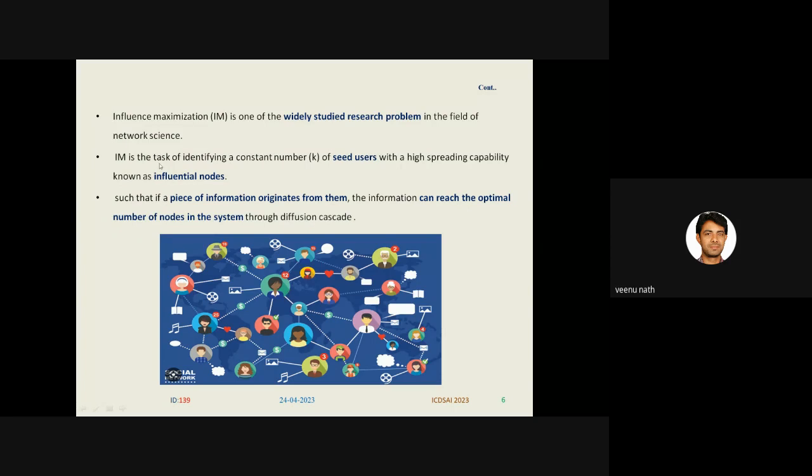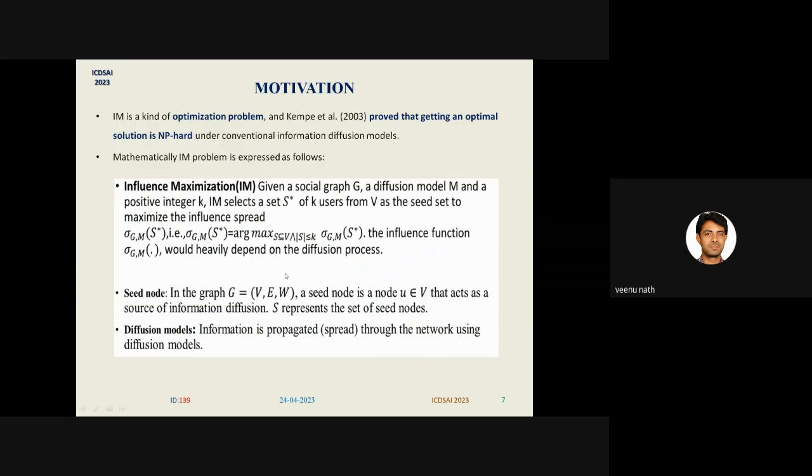So influence maximization is nothing but selecting such users from the network. The motivation of my work is that IM is a kind of optimization problem. In 2003, Kempe et al., a group of researchers, showed that getting an optimal solution is NP-hard.